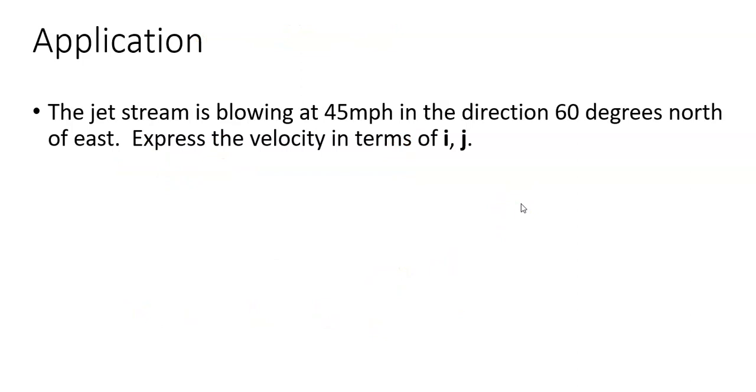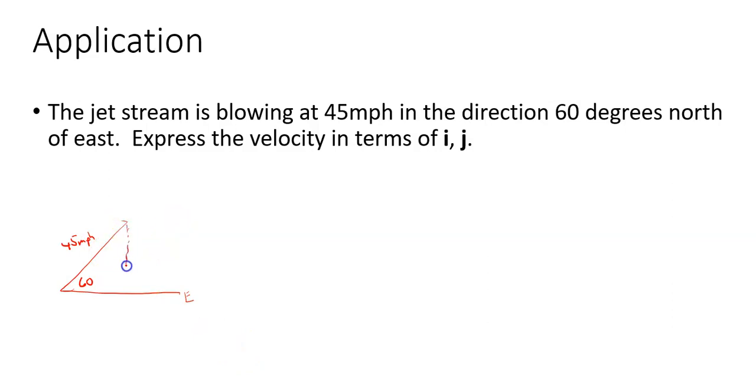All right, so here I got a little jet stream problem, blowing at 45 miles an hour in the direction 60 degrees north of east. All right, so here's east. I want to go north of east. How far north of east? 60 degrees north of east. All right, so I'm going 60 degrees north of east. It's blowing at 45 miles an hour, so vectors can represent other things besides distance, right? In this case, it happens to represent wind speed.